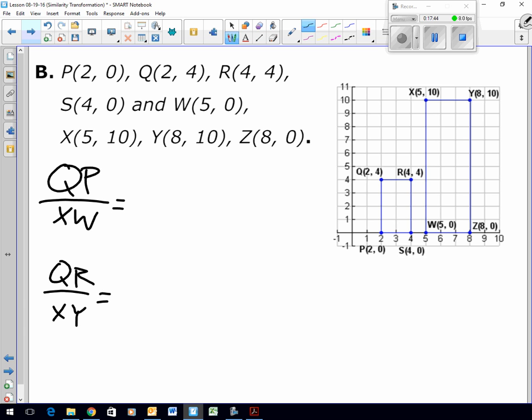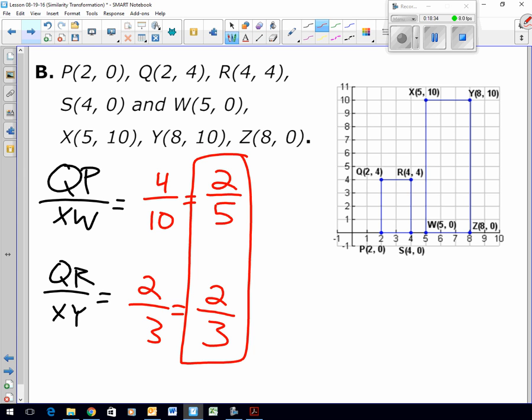Okay? I made these easy again. Let's count. Mr. Estebanco, how far is it from Q to P? Count it up for me. 4. How far is it from X to W? 10. What is 4/10 simplified? 2/5. Right? Mr. Estebanco, how far is it from Q to R? Well, how far is it from X to Y? What is 2/3 simplified? 2/3. It's as simplified as it can be, right?